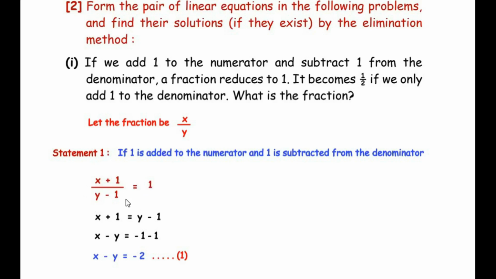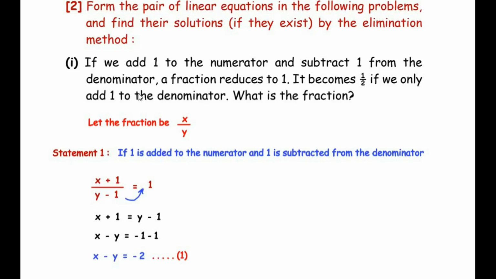Now in the next step, we are going to take y minus 1 on the other side of the equal to sign so that it multiplies with 1. So we get x plus 1 is equal to y minus 1. Now let us take y on the left hand side and plus 1 on the right hand side. So the equation becomes x minus y is equal to minus 1 and plus 1 becomes minus 1. So the first equation we get over here is x minus y is equal to minus 2. This is the equation we get from statement 1.